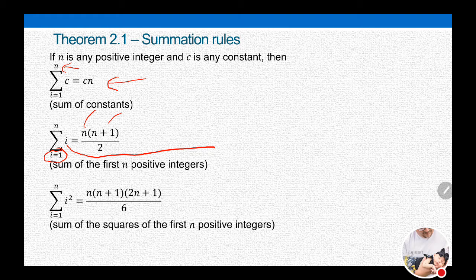And if you want to see the proof of this, it's all in your book on page 357, where the author of our book does the proof of how this works and where these expressions come from. If I'm doing the sum of the squares of the first n positive integers, I do the number of terms times the number of terms plus 1 times 2 times the number of terms plus 1, and then divide by 6. So we're going to use some of these rules in a few examples.